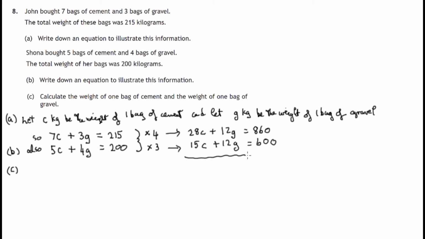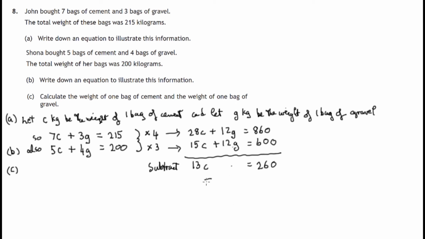Now, what do we do now? Well, we look at the G terms. These are what we're trying to get rid of. Now, adding them would give us 24G. That's no good. So we'd subtract them. So we'd take the second equation away from the first equation. Everything on the left-hand side away from everything on the right-hand side. So 15C away from 28C would give us 13C. Now I'm going to write down what we're doing here. We're subtracting, so that gives us 13C. 12G away from 12G, that vanishes. 600 from 860 is 260.